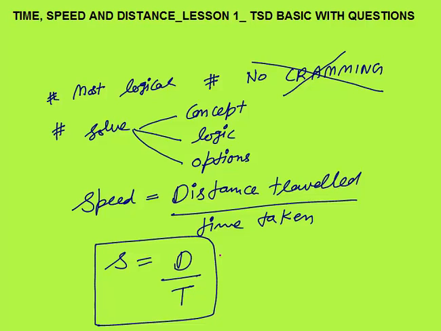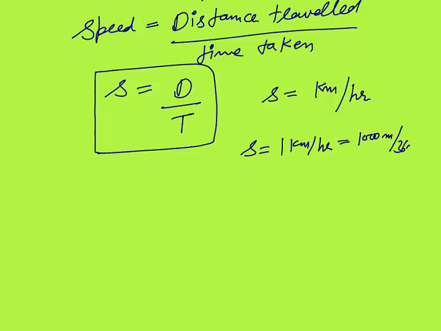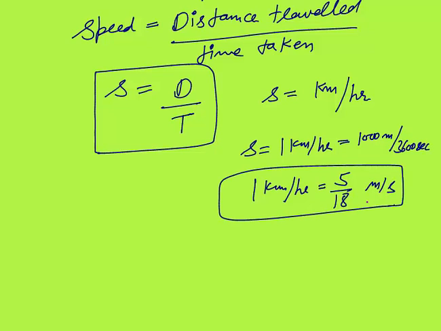Now, speed is measured in kilometer per hour, or you can say speed can be measured in meter per second. So can I say 1 kilometer per hour would be how much? 1 kilometer is 1000 meters, and 1 hour is 3600 seconds. So this gives you 1 kilometer per hour is equal to 5/18 meter per second.